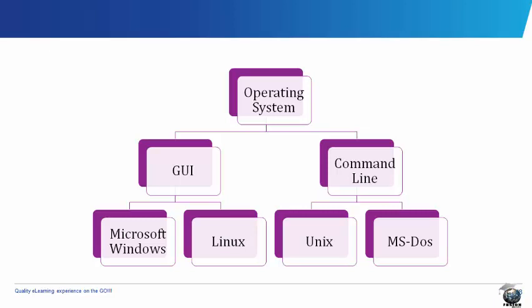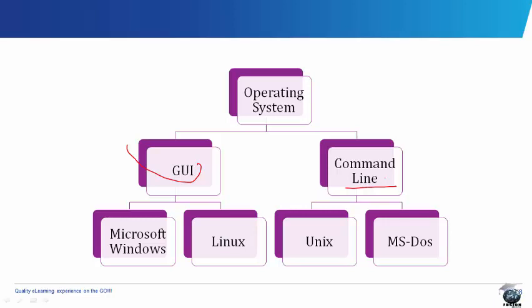We have the two types of operating system: the graphic user interface, which is called the GUI, and also the command line. The graphic user interface, or GUI, are those operating systems that are easily usable because they have interactive screens for users to communicate with the underlying operating system functions.